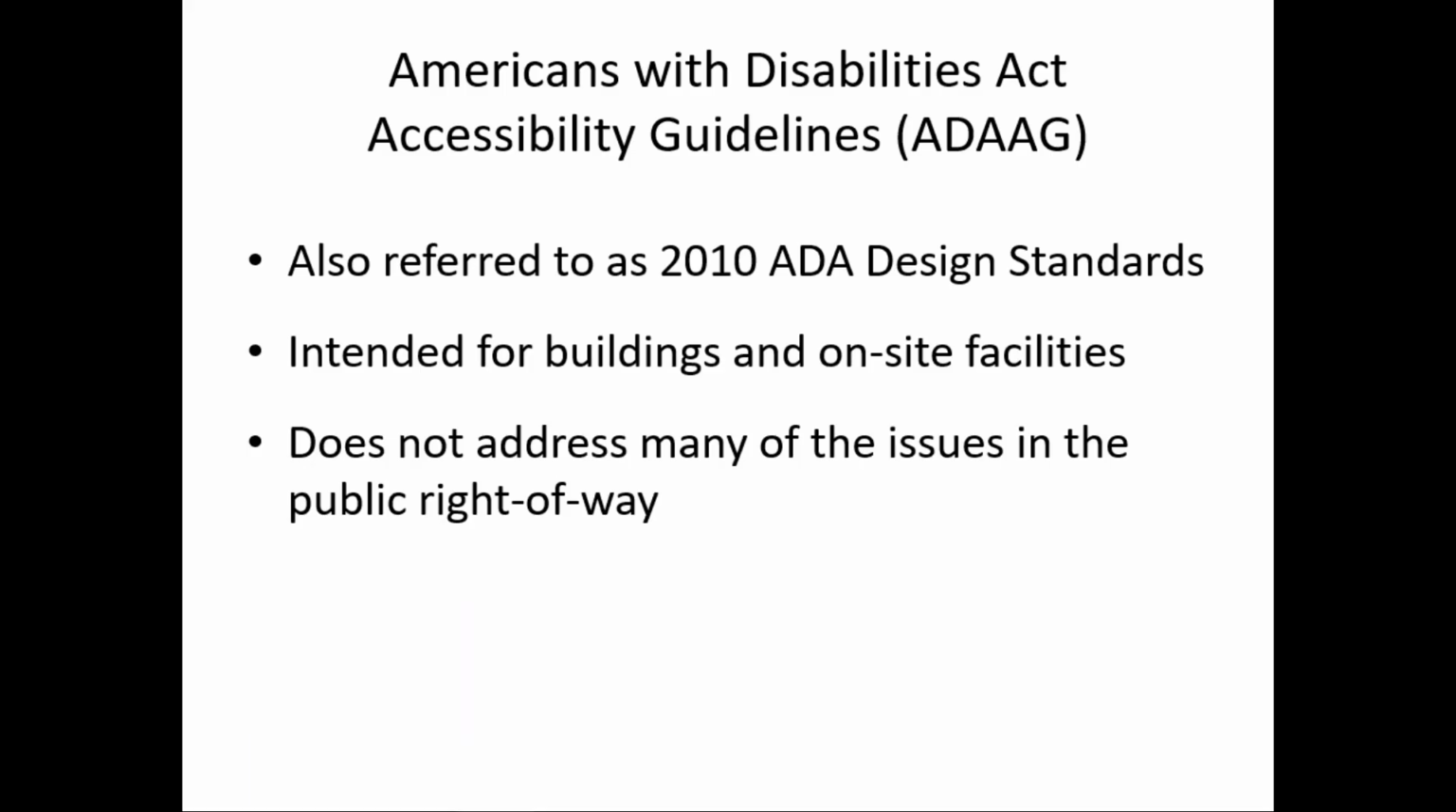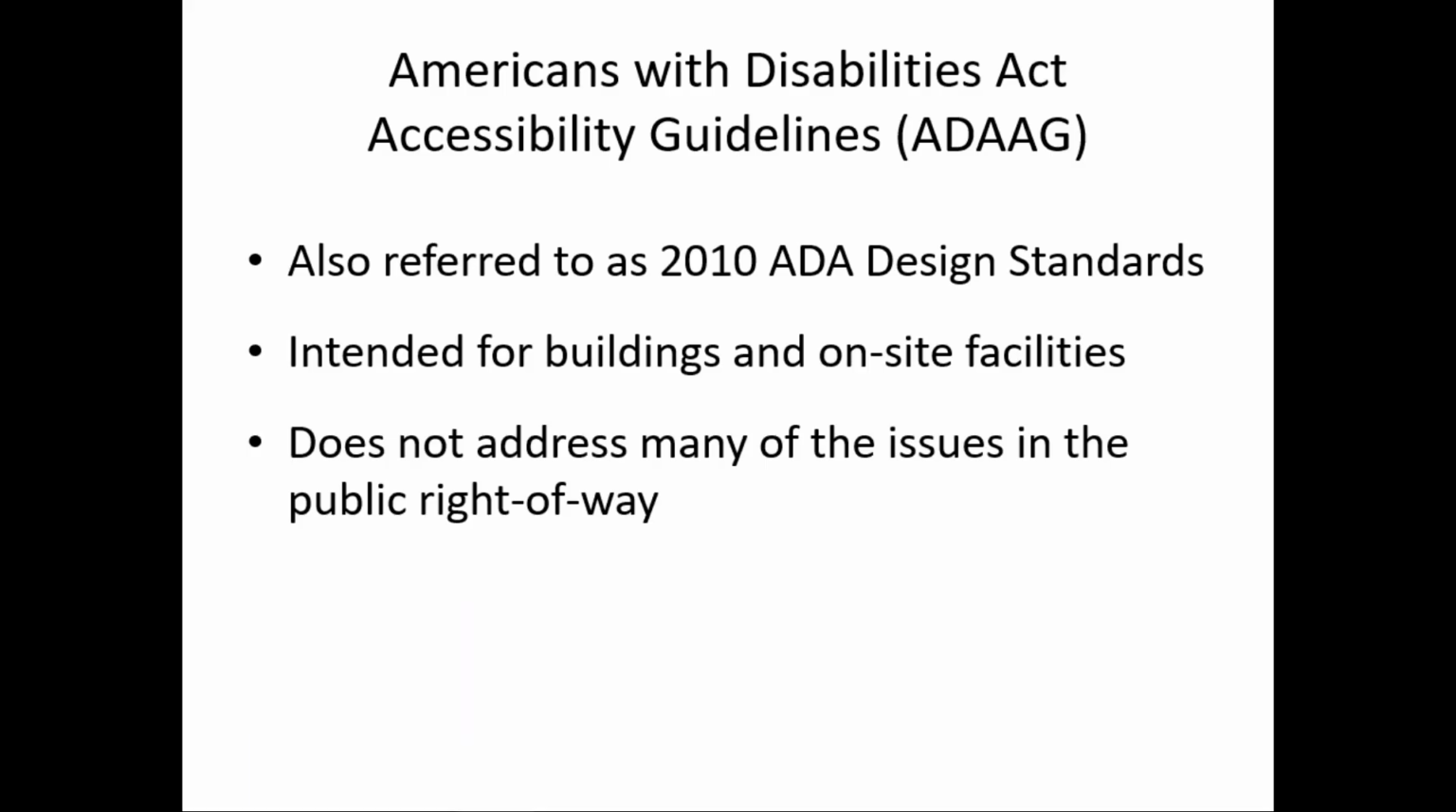One is the Americans with Disabilities Act Accessibility Guidelines, or ADAAG. They're also referred to as the 2010 ADA Design Standards. This is the law when it comes to ADA. The key thing is, though, ADAAG is intended for buildings and on-site facilities. And of course, public works agencies and state DOTs have buildings and on-site facilities in addition to the public right-of-way. And so that's what ADAAG applies to. It does not address many of the issues in the public right-of-way.